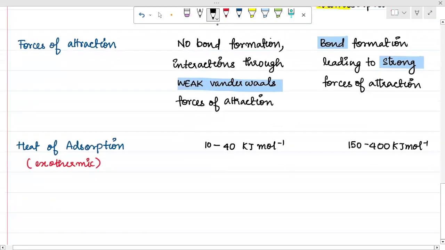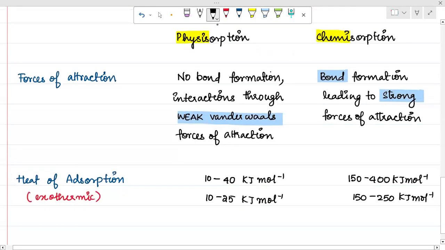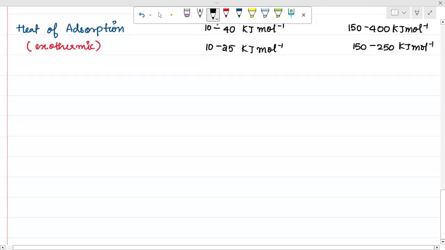There are various textbooks which show varying options. In some textbooks, they have also written 10 to 25 kilojoules per mole, and here they have given a range of 150 to 250 kilojoules per mole. Just understand that the heat of adsorption released by systems that undergo chemisorption is usually higher than that of physisorption, and that is the takeaway. Next one, reversibility. By now you know what reversibility is.